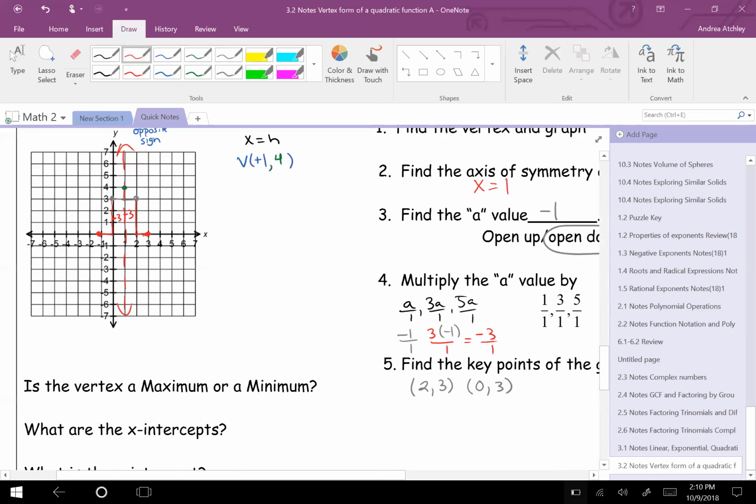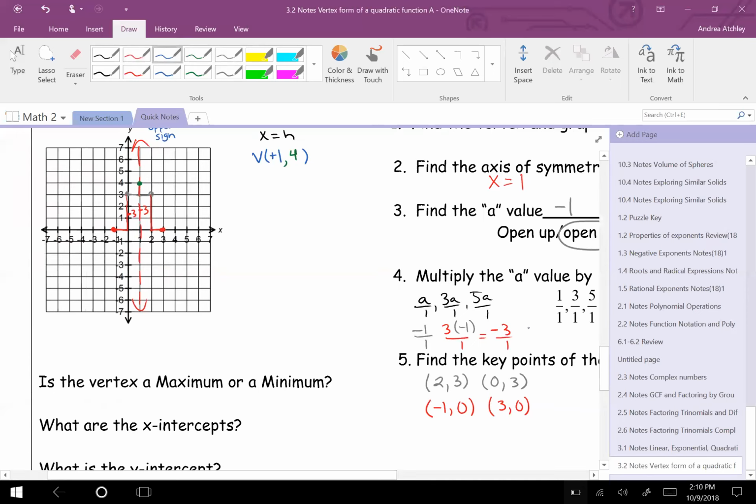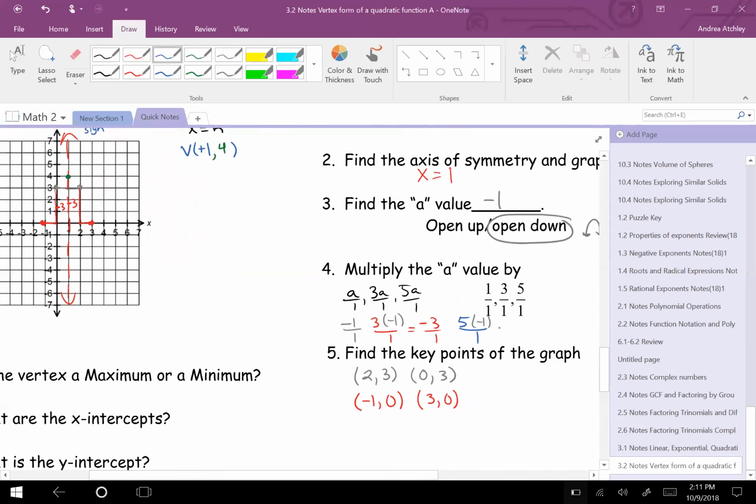So that's my next set of key points. When x is -1, y was 0. And when x was 3, y is also 0. Then the last one would be 5a. So it's going to be 5 times the -1 over 1. So it's going to be -5 over 1.